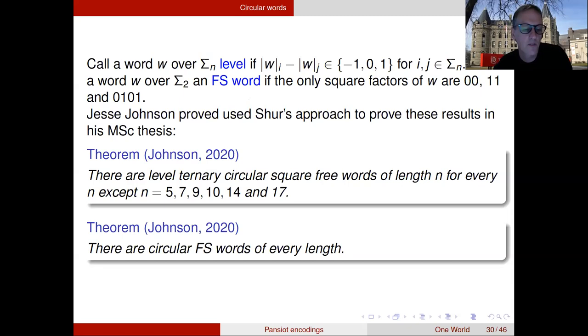And he proved there are circular, we call them Frankel-Simpson words. My apologies to all of you who have proved this; there are several people who've given nice constructions, and actually Jeffrey Shallit's student recently put something on the archive where they looked at the simplest constructions. Anyway, perhaps for the questions. So there are these circular FS words of every length.